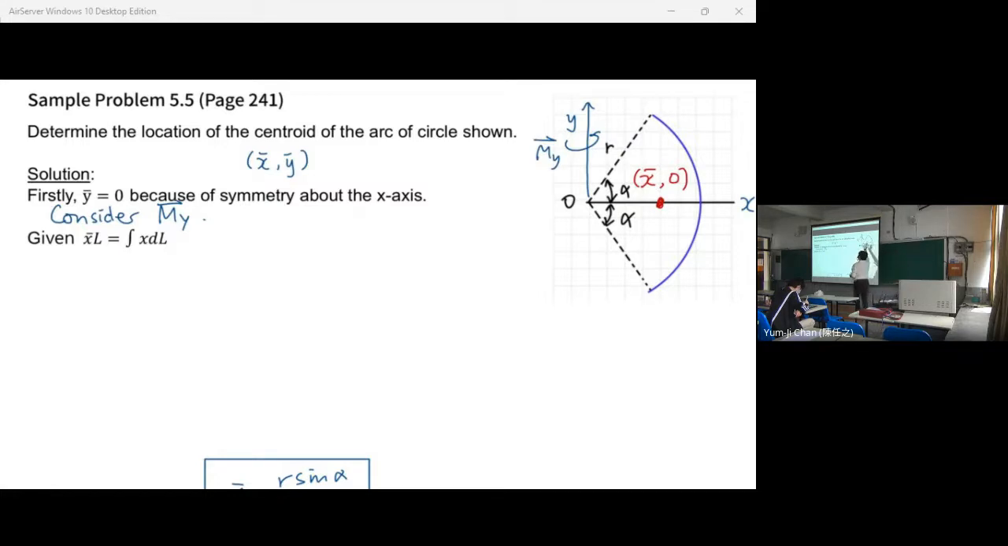Okay, consider M1. For the whole shape here, the total moment is x bar times L. Because the center of the whole shape is x bar, we don't know it, but it exists. 我们有这个值，我们不知道而已. It exists, but we don't know. The length of the line is L, and this is for the whole line.